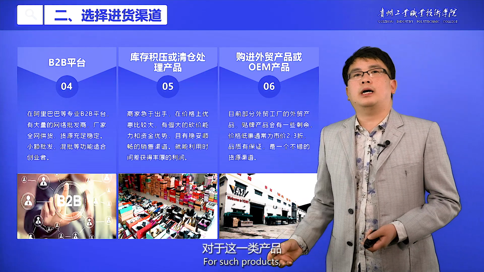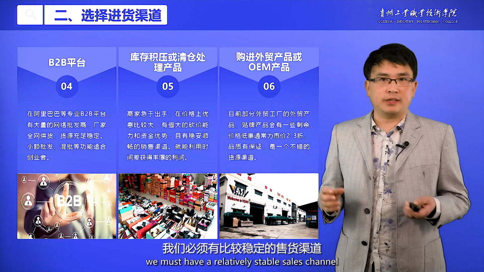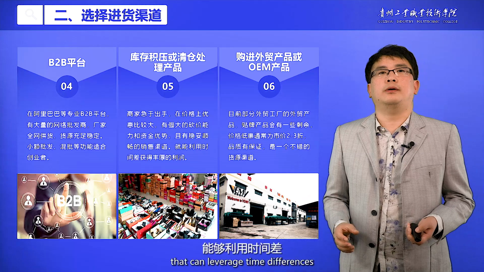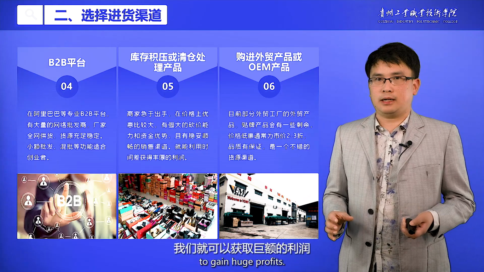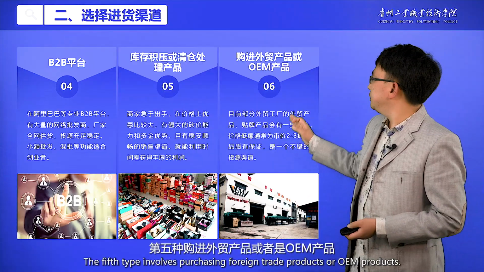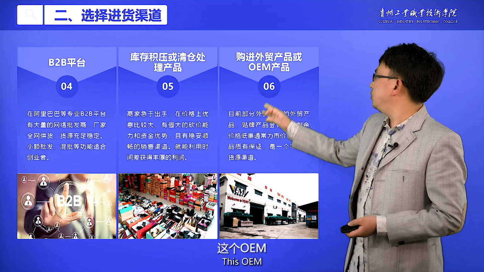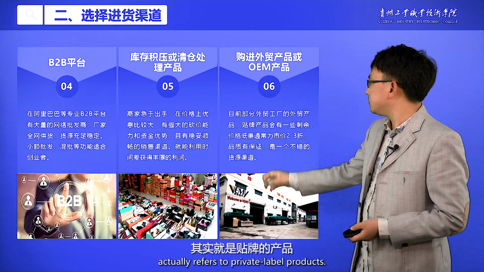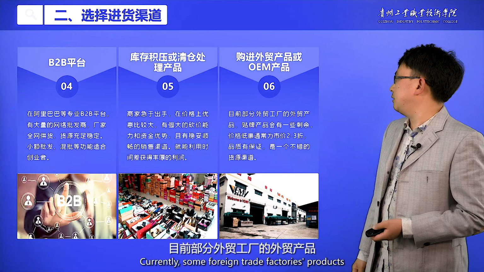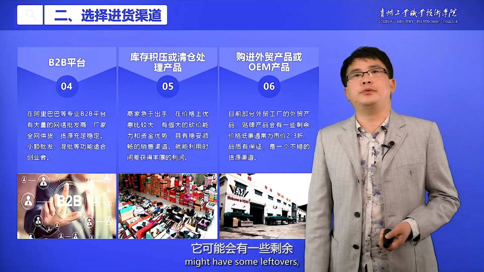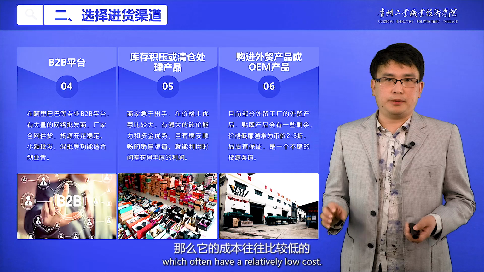For such products, we must have a relatively stable sales channel that can leverage time differences to gain huge profits. The fifth type involves purchasing foreign trade products or OEM products. This OEM actually refers to private label products. Currently, some foreign trade factorized products might have some leftovers, which often have a relatively low cost.